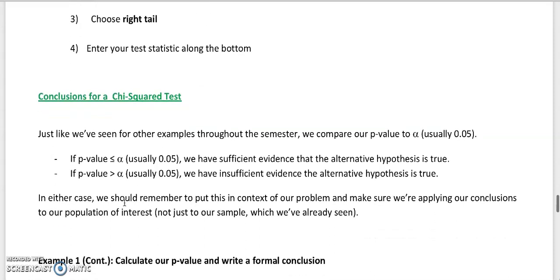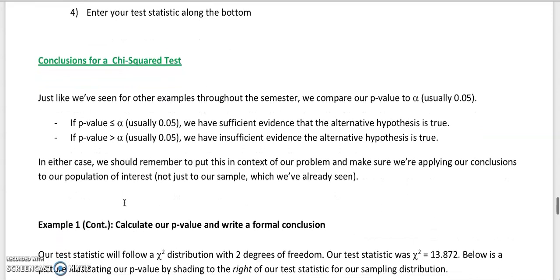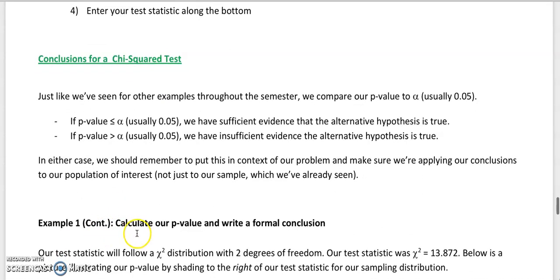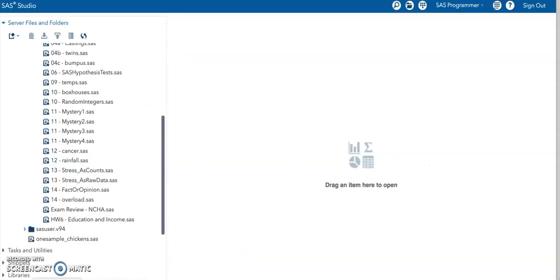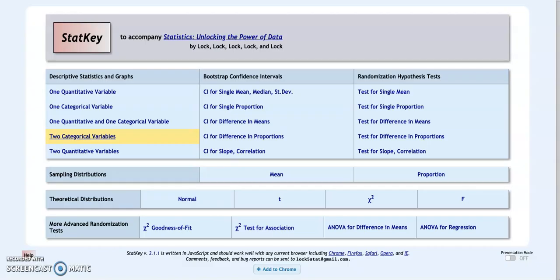All right? So if we go back to our example, we had a chi-squared test which had a test statistic of 13.872. We decided previously that that would follow a chi-squared distribution with 2 degrees of freedom, 3 rows and 2 columns. So 3 minus 1 is 2. 2 minus 1 is 1. Multiply them together, that's where that 2 comes from. And we are going to shade to the right of our test statistic for our sampling distribution. So let me go to StatKey real quick.